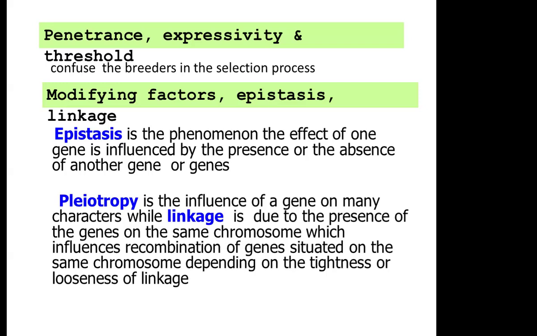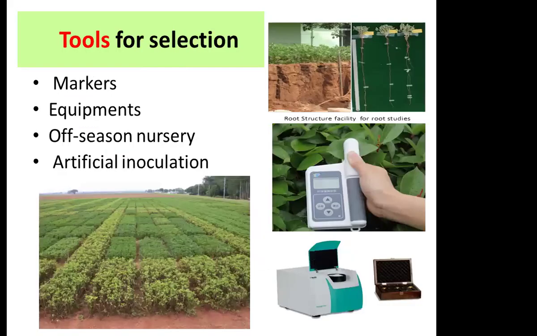I need not go into details of epistasis. What is epistasis, pleiotropy, and linkage? Linkage and pleiotropy should not become confused. The influence of one gene over one or many genes is pleiotropy. Linkage is due to the presence of the genes on the same chromosome. Next slide, please. It interferes with the recombination process.